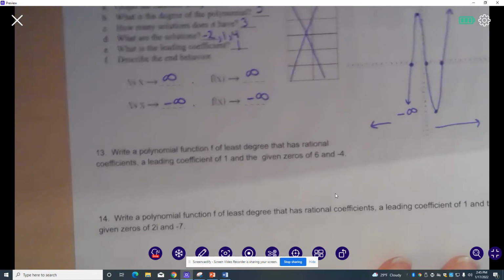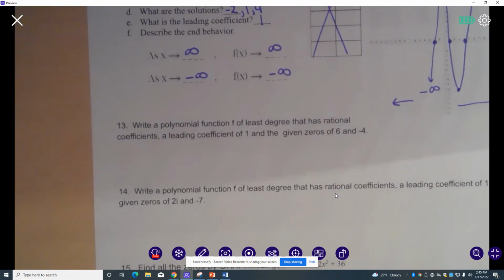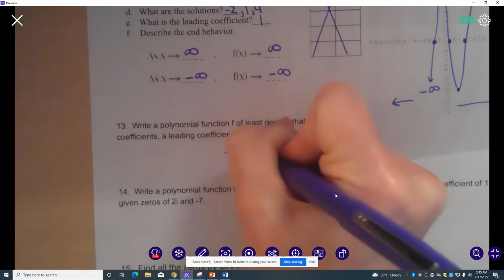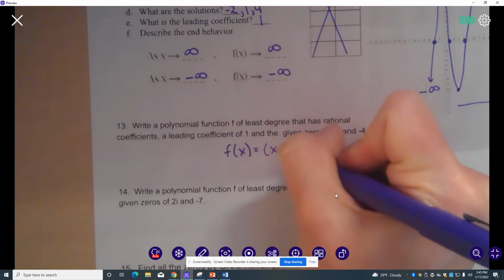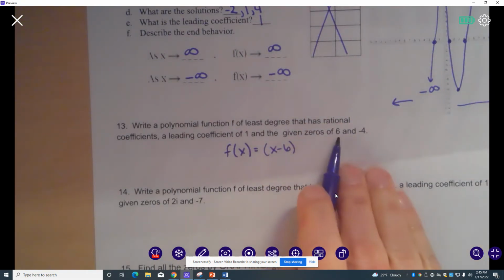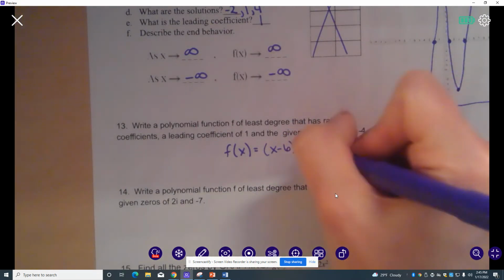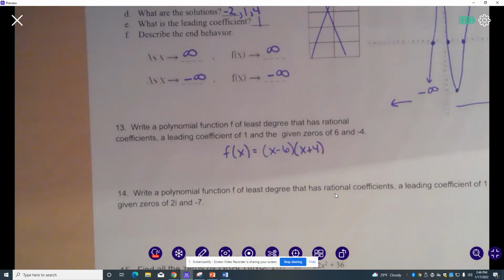All right, 13, write a polynomial function f of least degree that has rational coefficients, a leading coefficient of 1, and the given zeros of 6 and -4. So remember, if 6 and -4 are the zeros, I can use those to write this polynomial in factored form. So it has 2 zeros. So in factored form, f of x would look like x minus 6. Remember, in factored form, it's the opposite sign of the zero, and x plus 4. But we're not going to leave it like this. We're going to expand it and write it in standard form.